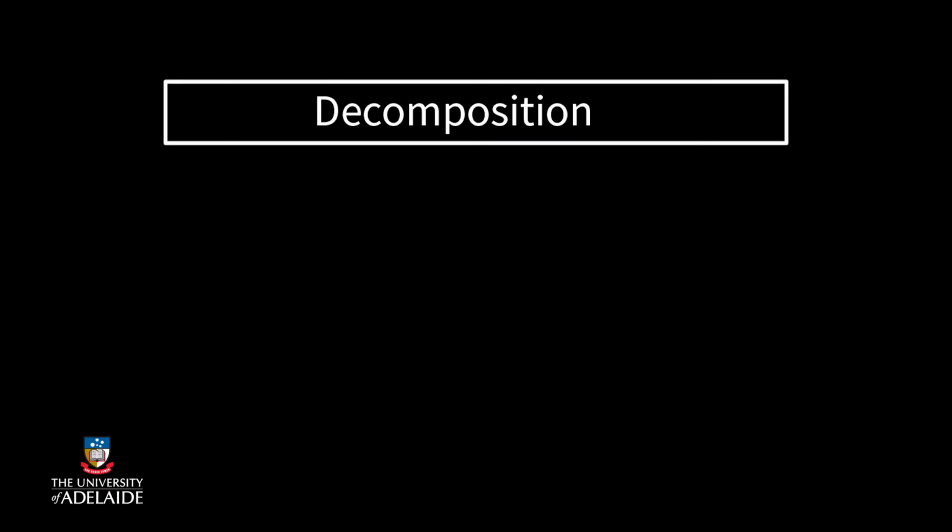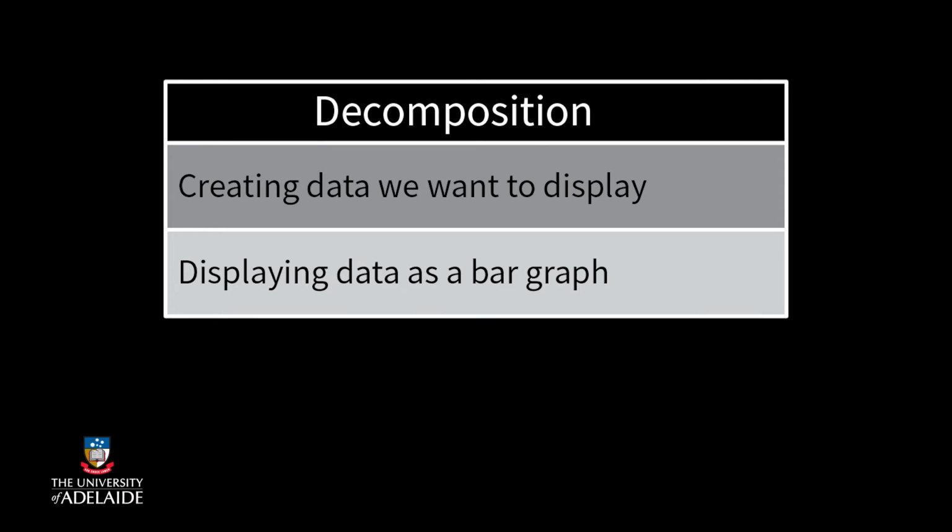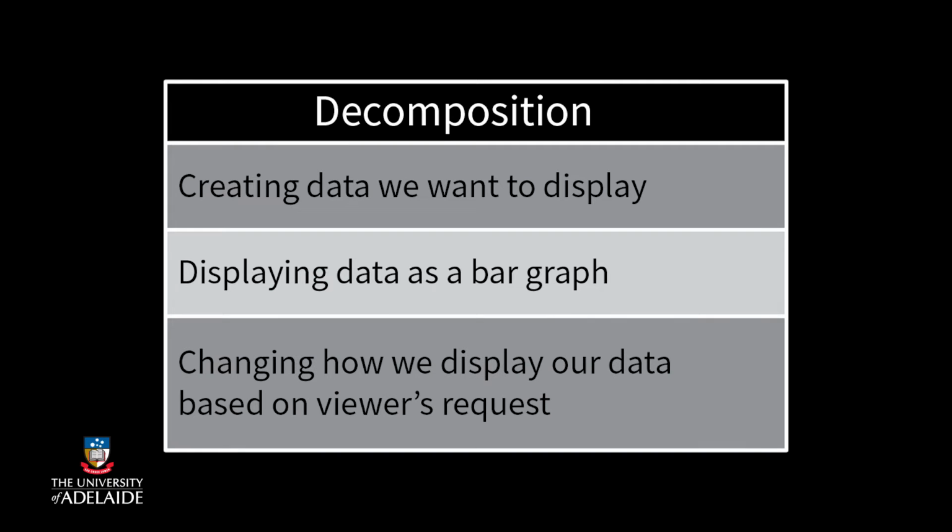Using what we know so far, how would we design this program? To start, we want to divide the program into its individual parts, or to use a term that we use a lot in programming, we want to decompose it into simpler, smaller parts. This will make the task easier to understand and more manageable. One part of the problem is creating the data we want to display, another is displaying the data as a bar graph, and another is changing how we display our data based on the viewer's request. Let's start with creating some data.